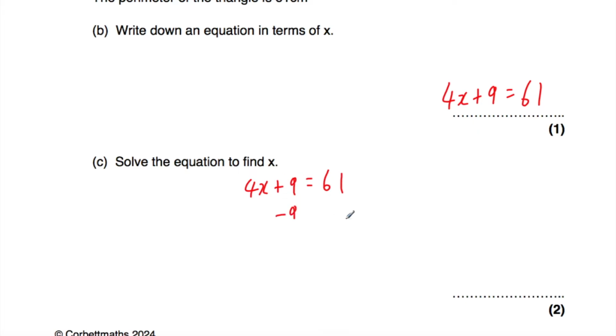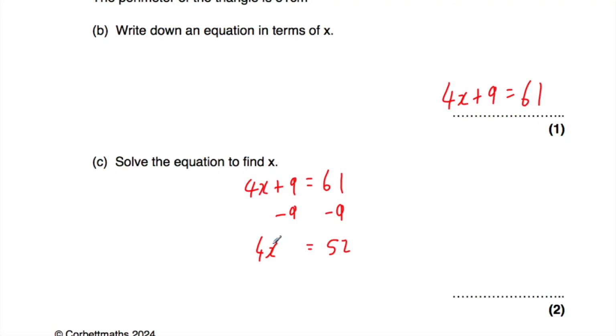So we're going to subtract 9, the inverse, from both sides. So subtract 9 from the left hand side and subtract 9 from the right hand side. On the left hand side, we've got 4x plus 9. We're going to take away the 9, so it's just going to leave us with 4x. And then on the right hand side of the equation, we had 61. We're taking away 9, that's equal to 52. So we've now got 4x equals 52.